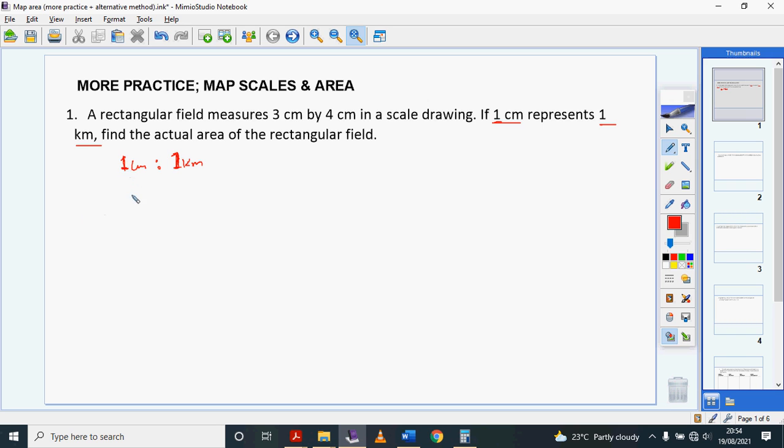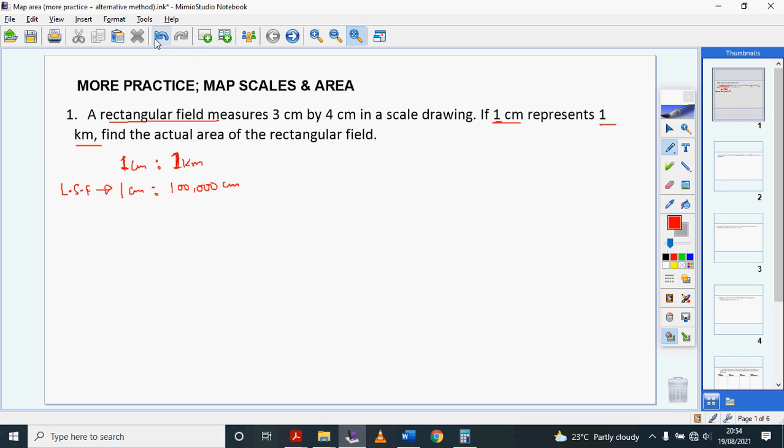So what we did yesterday was we would have to make sure that this scale is in the same unit, and you change kilometers to centimeters. So that would be 100,000 centimeters, right? That would be the map scale, or what we call the linear scale factor in math. I hope you remember what that means. That's just the ratio of the distances.